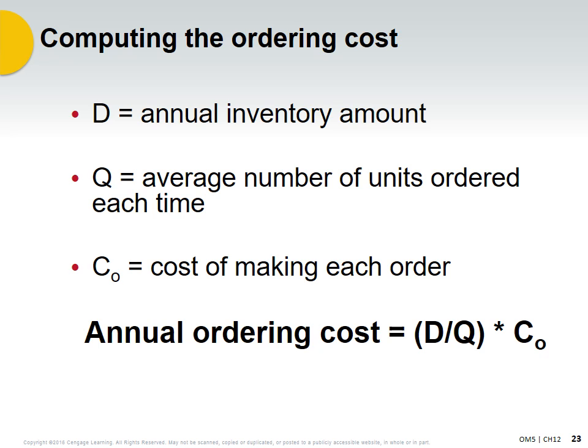Ordering cost. How much inventory do we need? How many orders do we make? How much does it cost for each order? Say we have 10,000 items that we sell per year. And it costs $50 to make an order. If we make 2 orders of 5,000 units, that's going to be $100.